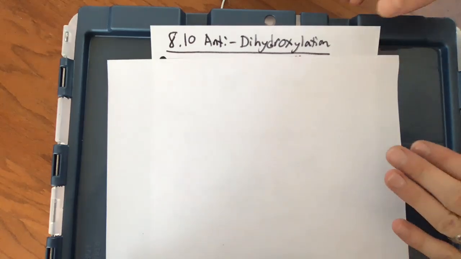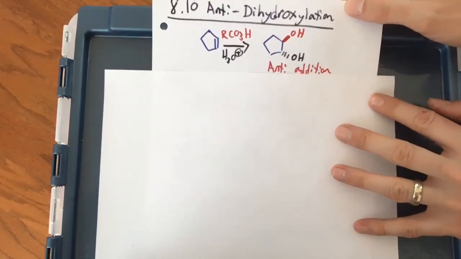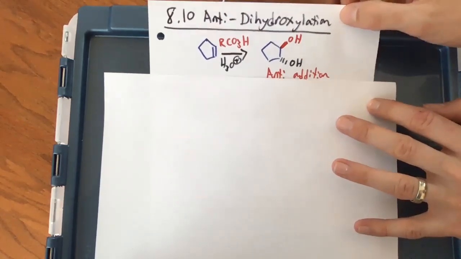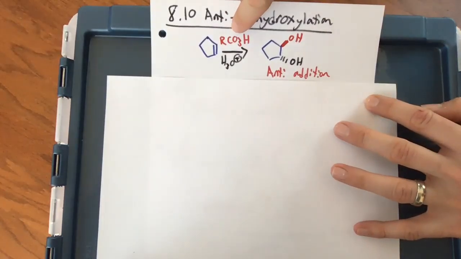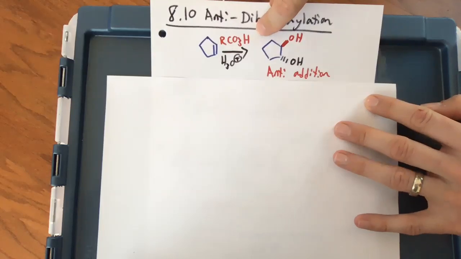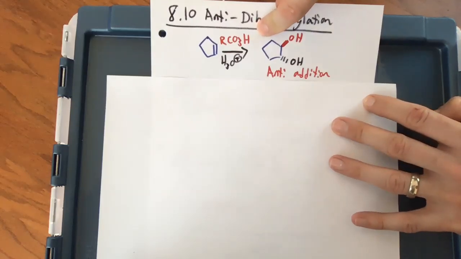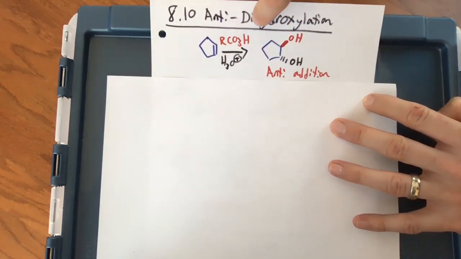anti-dihydroxylation. In this type of reaction, you have some alkene, and you treat the alkene with some peroxy acid, RCO3H, instead of CO2H. Remember, carboxylic acids are typically CO2H, but in this case, a peroxy acid means it has one extra oxygen. That's why we call it peroxy. So it has 3 oxygens, CO3H.